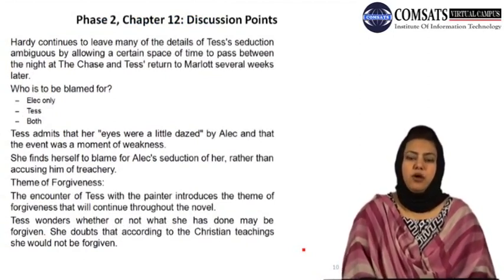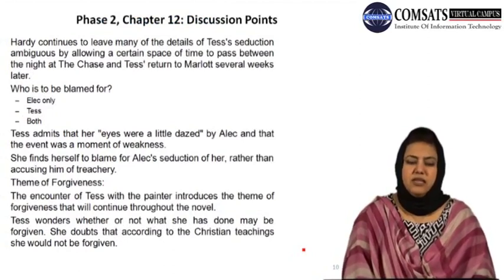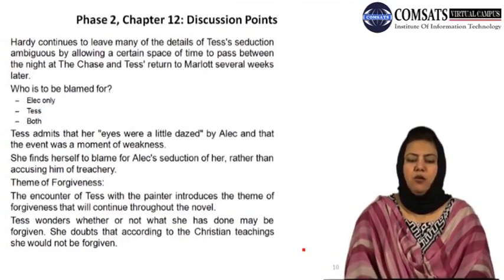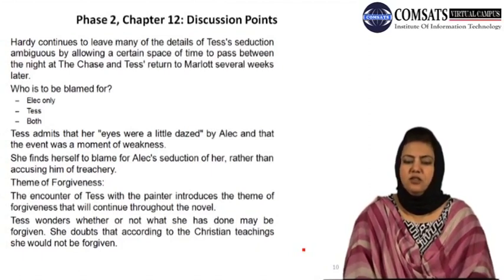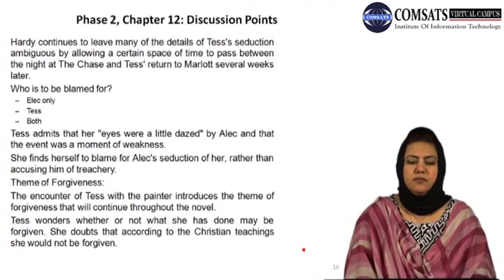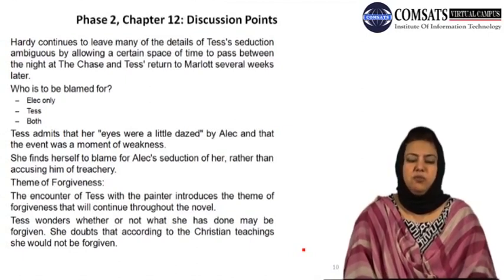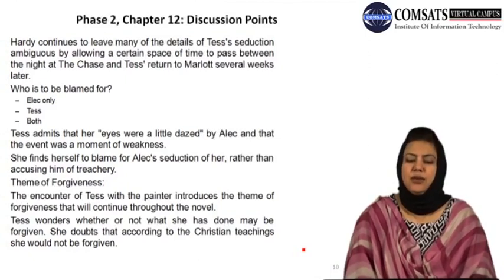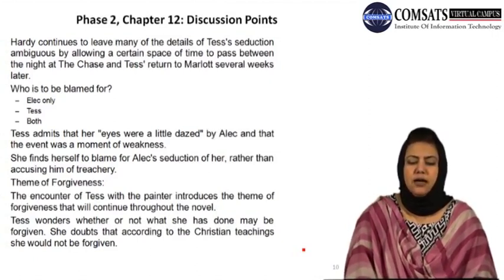So this is her response because of her own feeling of guilt. When it comes to the important discussion points with reference to this chapter, I would say that Hardy continues to leave many of the details of Tess's seduction ambiguous by allowing a certain space of time to pass between the night at the Chase and Tess's return to Marlott several weeks later. The question arises, who is to be blamed for the whole event? Alec only, Tess, or both? Tess admits that her eyes were a little dazed by Alec and that the event was a moment of her own weakness. She finds herself to blame for Alec's seduction of her rather than accusing him of treachery.